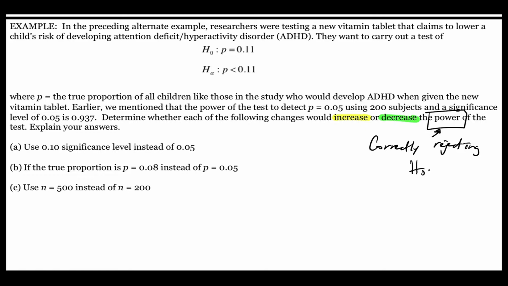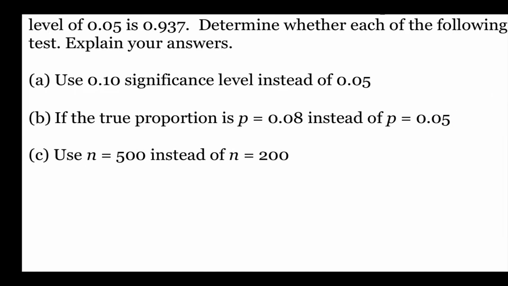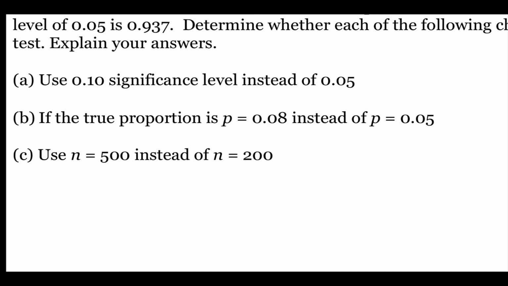Okay, earlier we mentioned the power for a 5% significance level using 200 was 0.937. Okay, determine whether each of the changes would either increase or decrease the power and explain why. So if I was to raise my significance level instead of 5% to 10%, would that increase power or would that decrease power? It would increase power. Yes. It would increase the chances that you correctly reject a false claim.